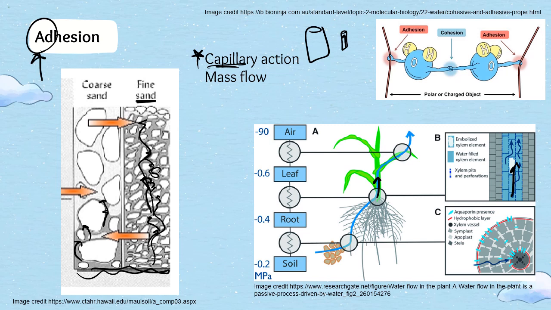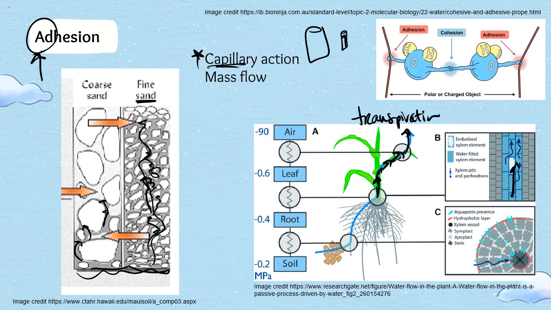Plants take advantage of both cohesion and adhesion to move that water up against the force of gravity due to capillary action. Remember from a couple slides ago, we call that the transpiration stream, that column of water that moves up the plant. The water evaporates out of the leaf, and that pulls water up.